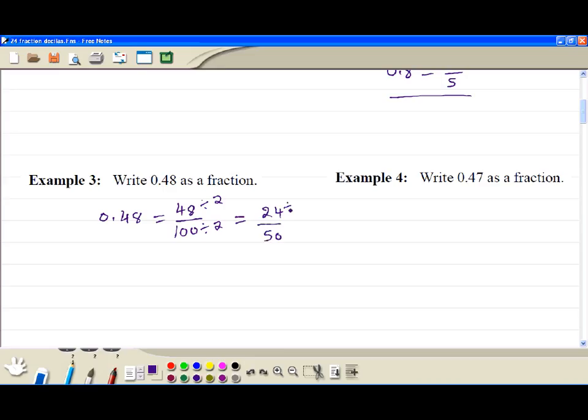We can divide again by 2, top and bottom. So on the top we get 12, 50 divided by 2 is 25. So therefore 0.48 is equal to 12 over 25.